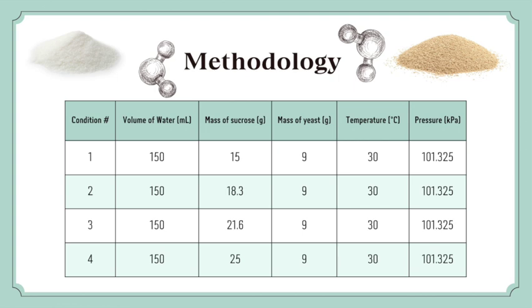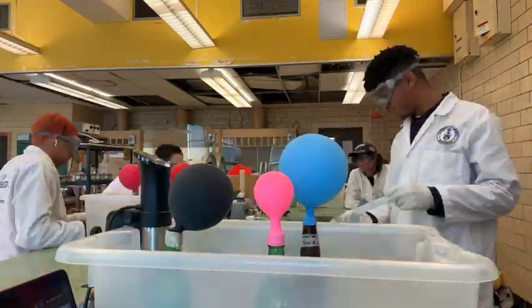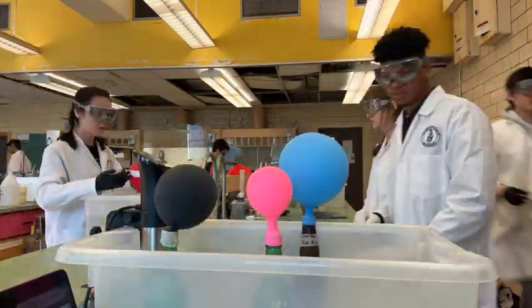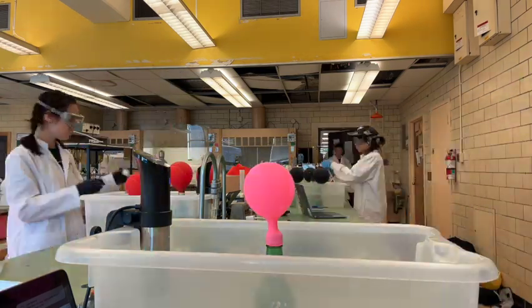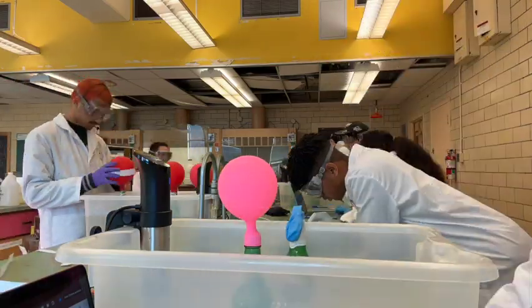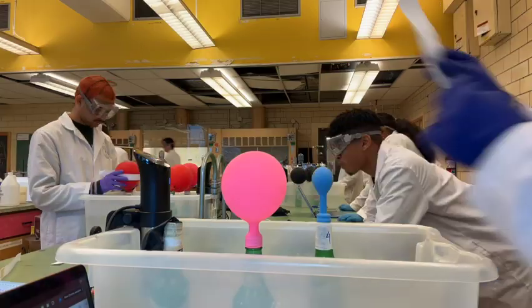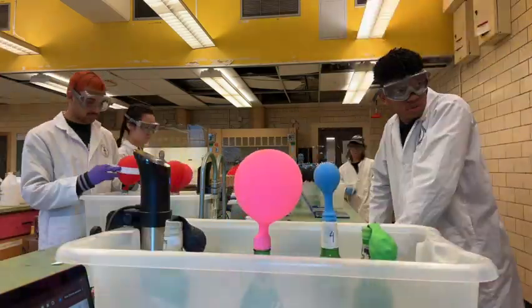To keep the system anaerobic, we placed balloons on the bottle's mouth to capture the CO2 produced. We placed all bottles in a water bath held at 30 degrees. Every 3 minutes, we measured each balloon's circumference with a paper ruler to gauge CO2 production over time.